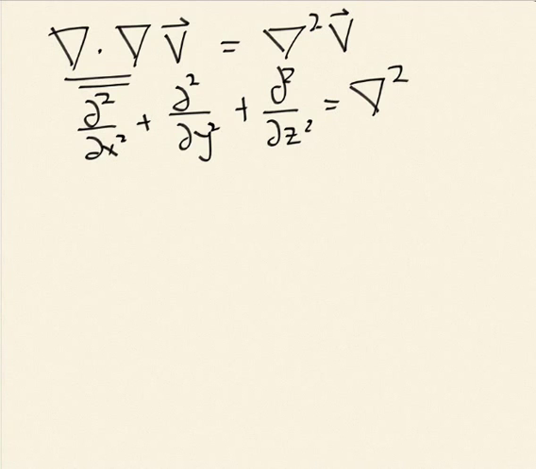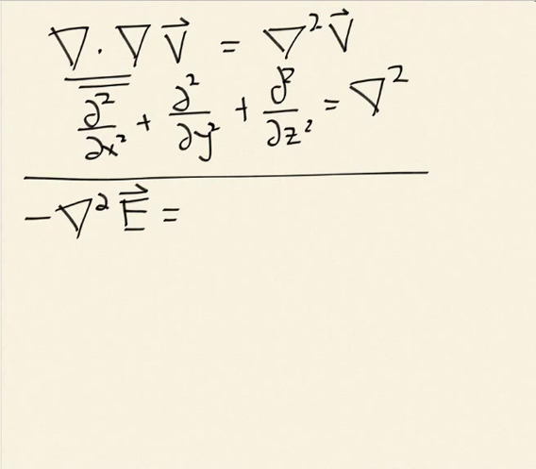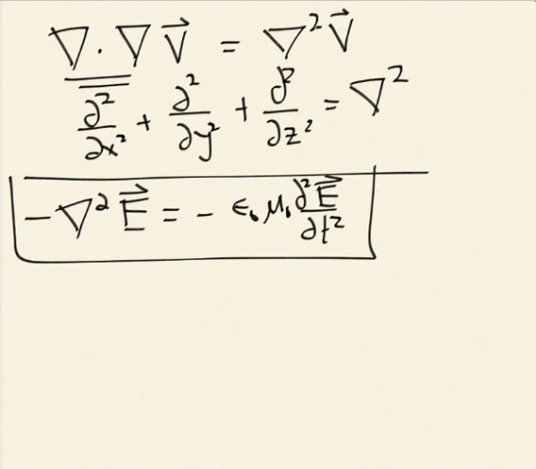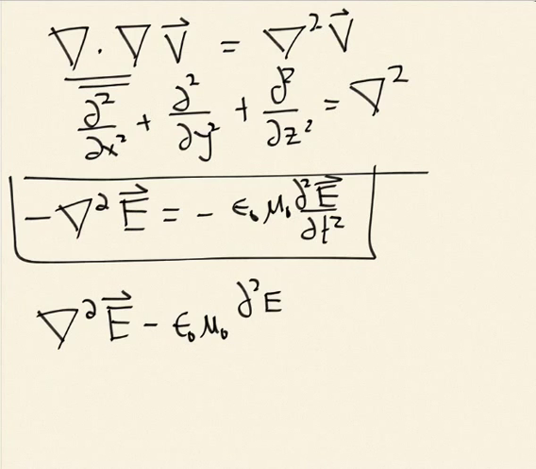Okay, and so then I have minus del squared E equals minus epsilon naught mu naught d squared E dt squared. Okay, and so this is our wave equation in vacuum. It's usually written in the following way. I'll just take this to the other side, and here's my wave equation.